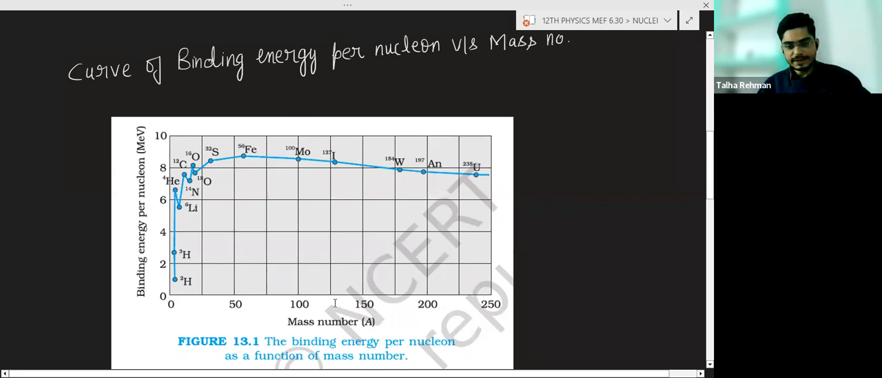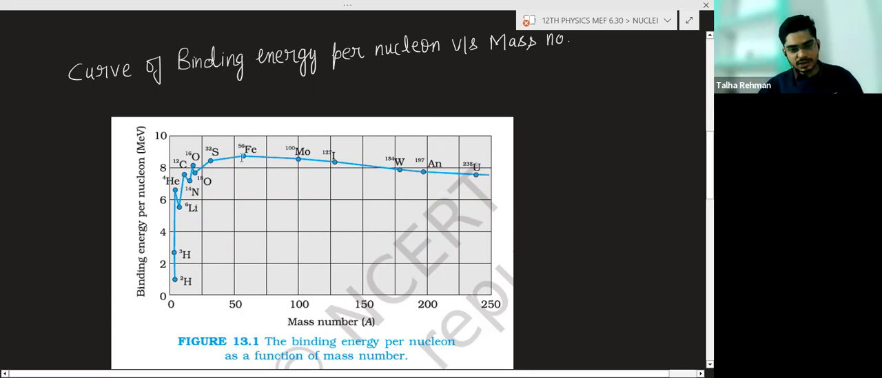Mass number 50, 100, 150, 200, 250, and here is the binding energy per nucleon. Now see this graph. First, the binding energy is increasing from hydrogen to helium, then decreasing, then increasing, then decreasing, then increasing, then maximum binding energy is of iron. From iron, the binding energy starts decreasing. Uranium has binding energy approximately 7 point something per nucleon.